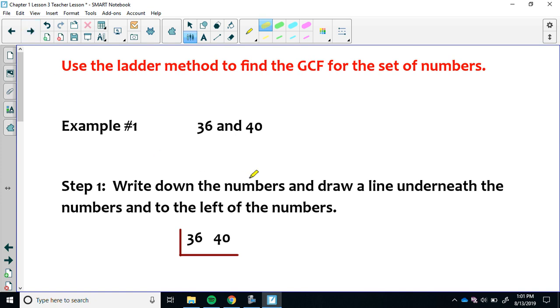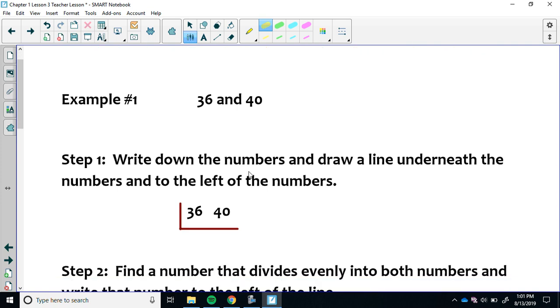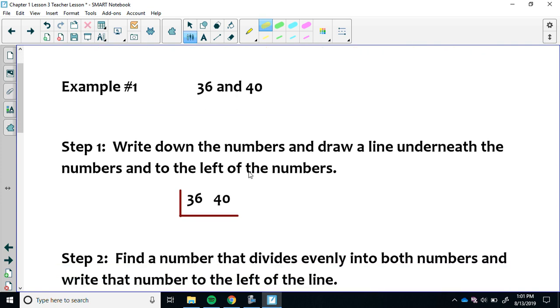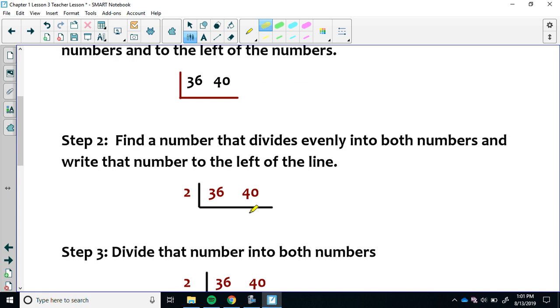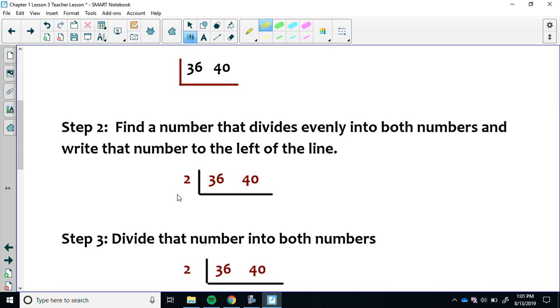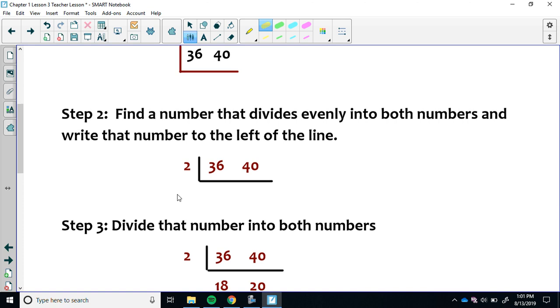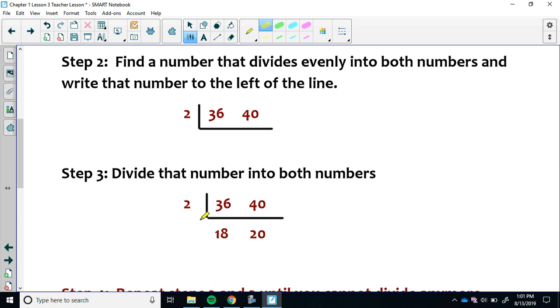So our first example is 36 and 40. Step 1, write down the numbers and draw a line underneath the numbers and to the left of the numbers. So I wrote down 36 and 40. I drew my 2 lines. Find a number that divides evenly into both numbers and write that number to the left. Since they're both even numbers, I picked 2. So I put that to the left. And now we're going to divide both those numbers by 2. 36 divided by 2 is 18. 40 divided by 2 is 20.